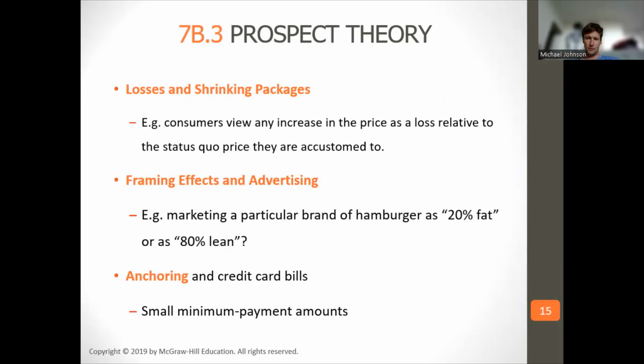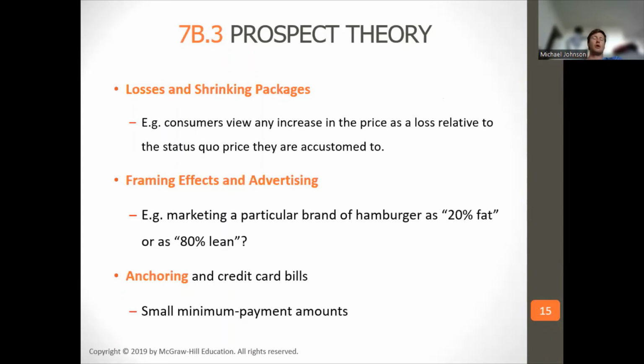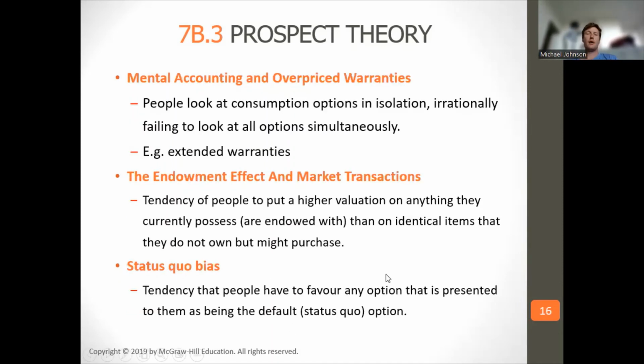These are a lot of things. You could get hired to do a lot of behavioral economic analysis. Losses and shrinking packages: consumers view any increase in the price as a loss relative to the status quo price they're accustomed to. Framing effects in advertising: marketing a particular brand of hamburger as 20% fat or as 80% lean. Those make differences in terms of who buys them. Anchoring credit card bills, small minimum payment amounts. That's done a lot. Mental accounting and overpriced warranties.